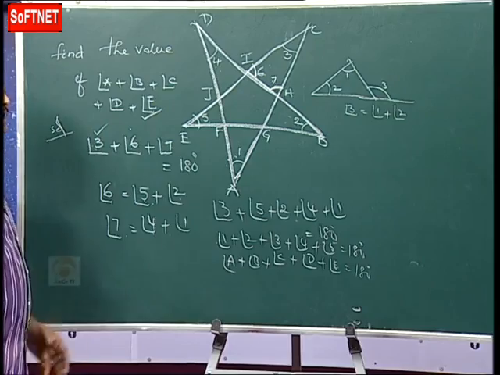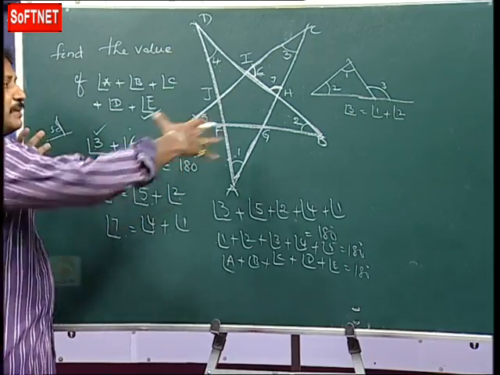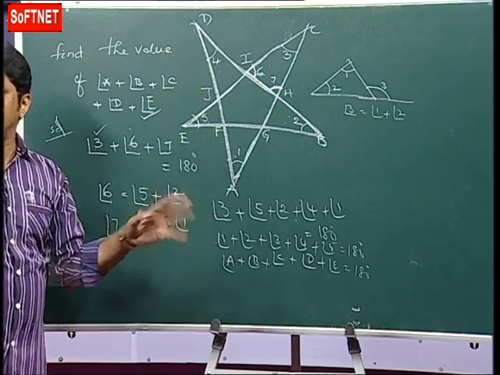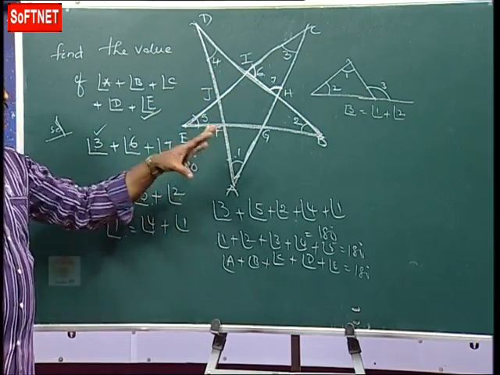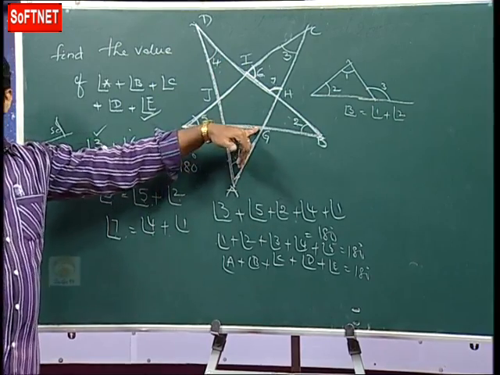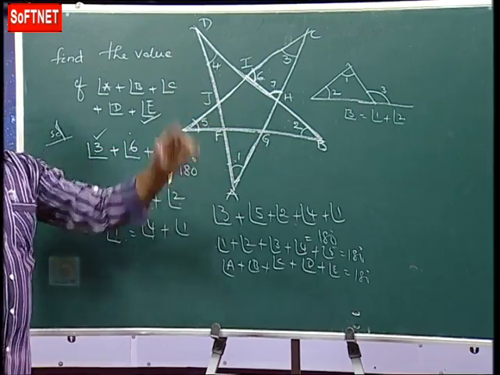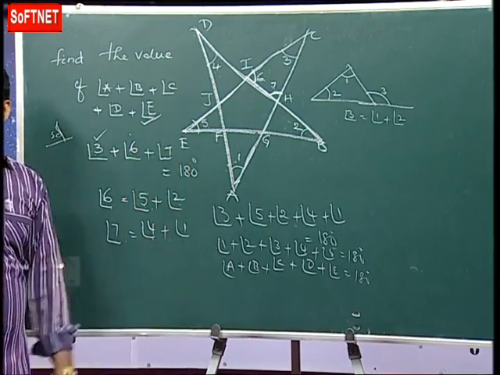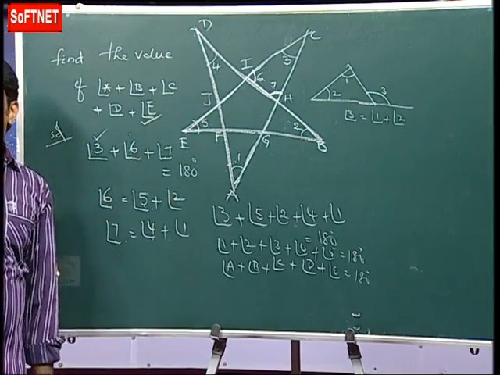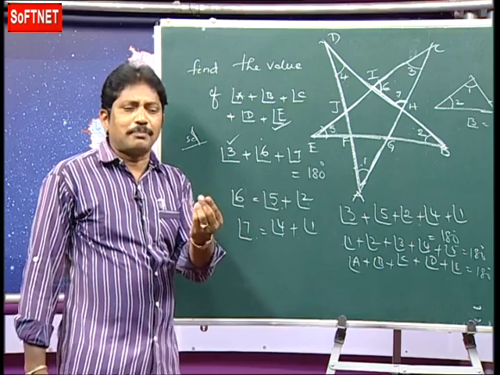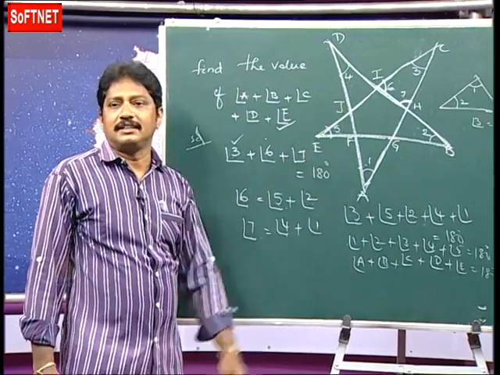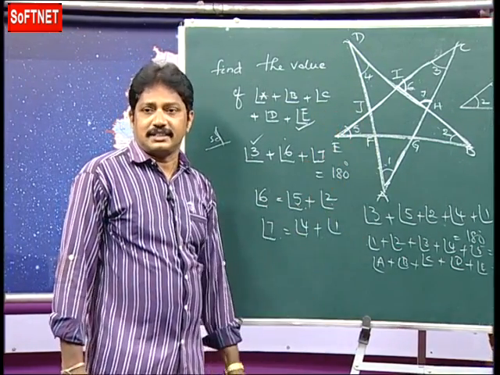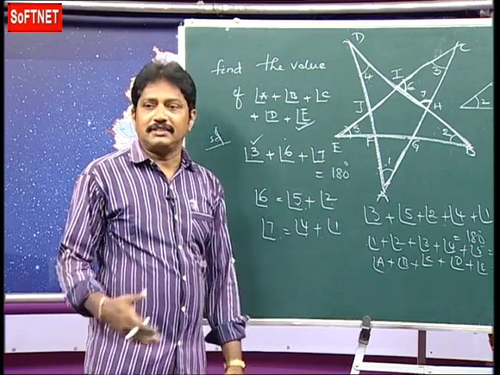The importance of this is that you can draw a very big star. The sum of the 5 angles is equal to 180 always, irrespective of the length of these line segments. Clear? It's a frequently asked question in the examination, so it's very important. Based on these two properties, we can find the value of angle A plus angle B plus angle C plus angle D plus angle E. Clear? Okay, good.